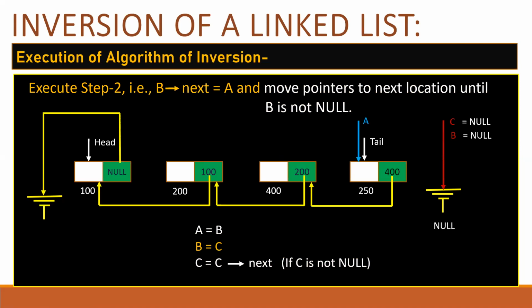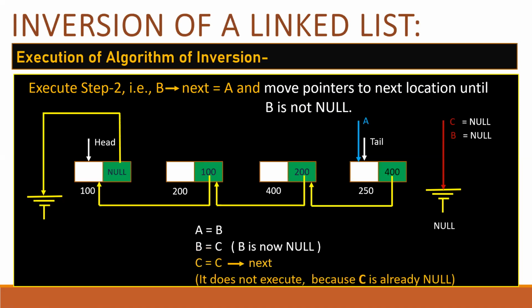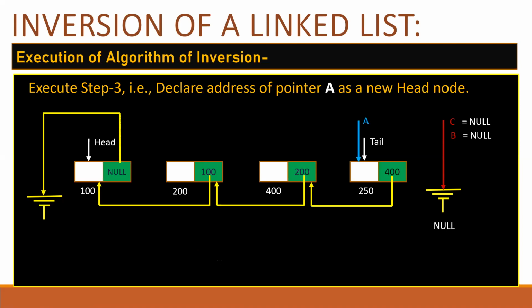Now the chance of execution C is equal to C next, but since C is null, this pointer cannot move. It does not execute because C is already null. Therefore, C becomes null and B becomes null. We know that as soon as B becomes null, we have to stop our processing, and the address of A is transferred to the head node. As soon as we transfer the address of A to the head node, means head moves to the node where A points, means A and head point to the same node.